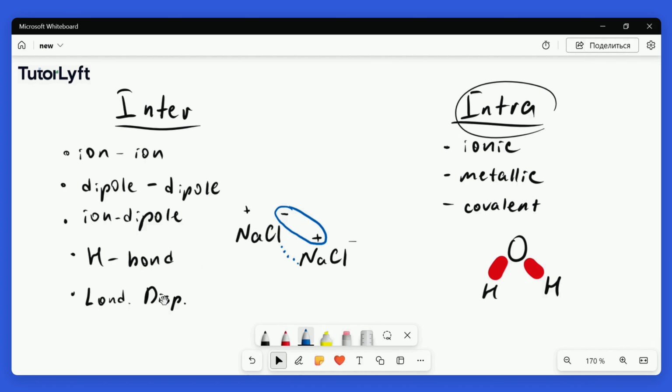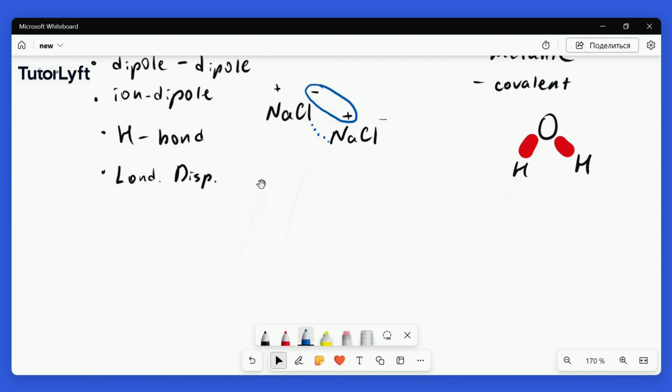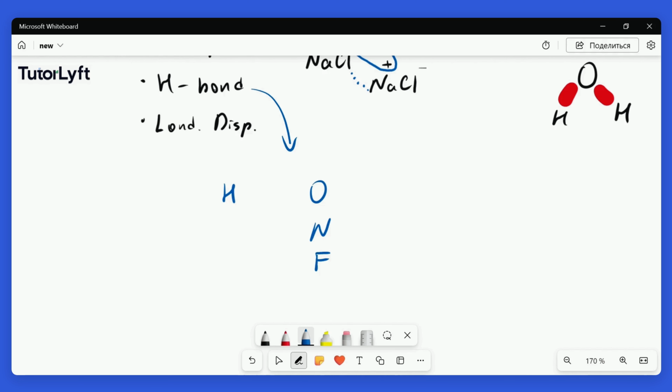Now, you probably heard about hydrogen bond. So I'm going to give another example of the hydrogen bond here. Hydrogen bond is the bond between, obviously, hydrogen, right? And either of those three elements that I'm going to provide right now. So it's a bond between hydrogen and oxygen, nitrogen, or fluorine. Only those three. If you see bromine, the bond between them is not going to be a hydrogen bond. So only those three.